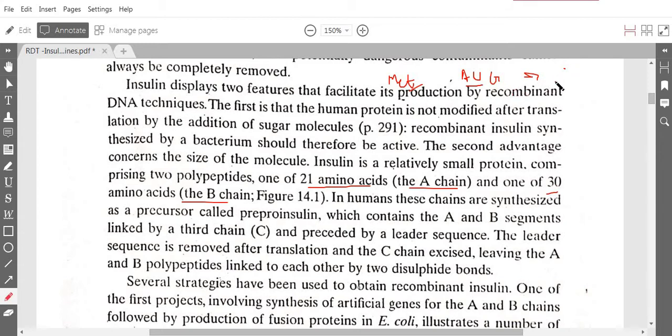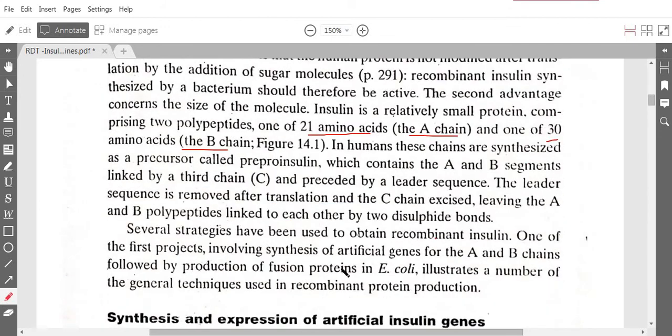easily manufactured. Okay. So what we need to understand is that if we know the sequence of amino acids in both the A chain and B chain, in that case we can synthetically manufacture the DNA molecule corresponding to the A chain and B chain. So now the strategy is, in order to obtain the recombinant insulin, to synthesize the artificial genes for the A chain and B chain, followed by the production of the fusion protein in E. coli cells.